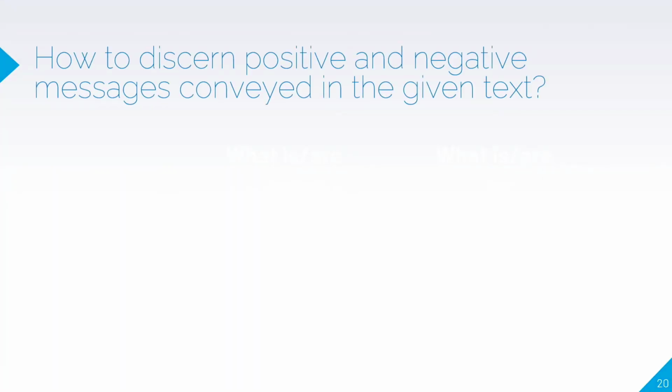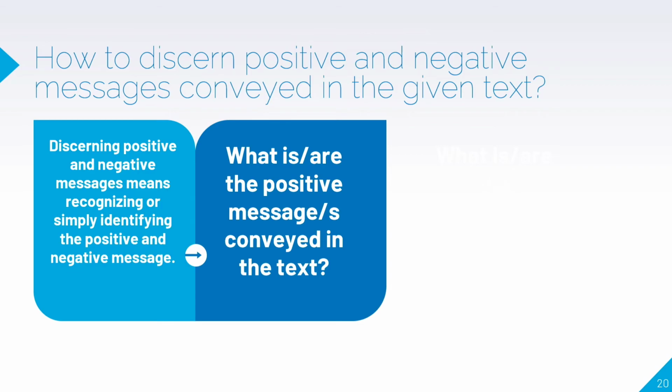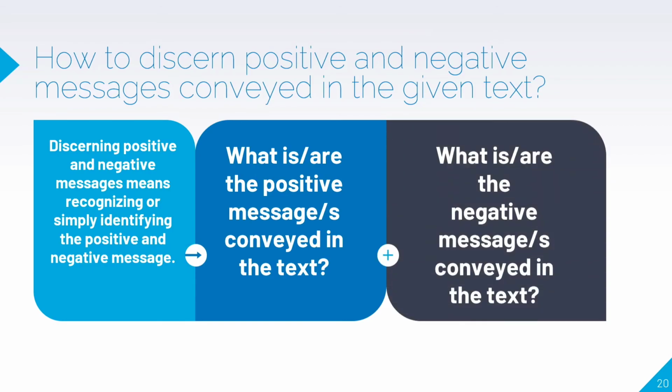How are we going to discern positive and negative messages conveyed in a given text? Discerning positive and negative messages means recognizing or simply identifying the positive and negative message or messages which is or are conveyed in a given text. Ask the question, what is or are the positive message or messages conveyed in the text? And this question, what is or are the negative message or messages conveyed in the given text?